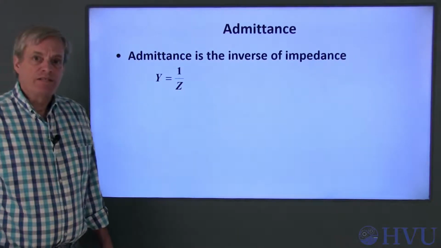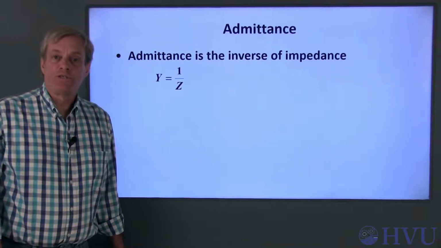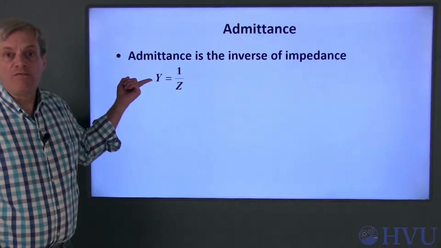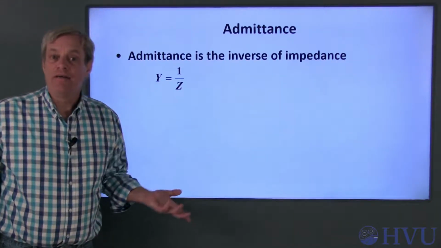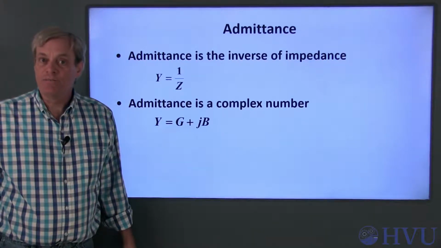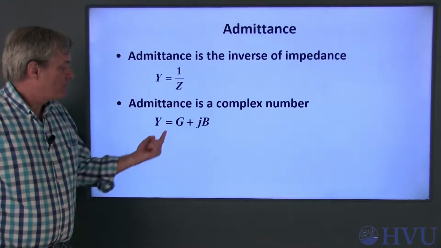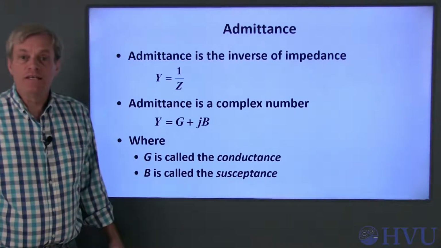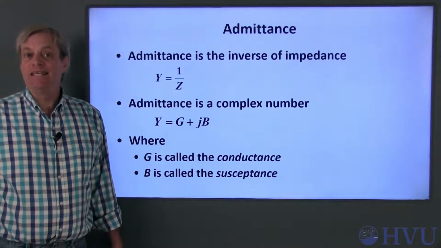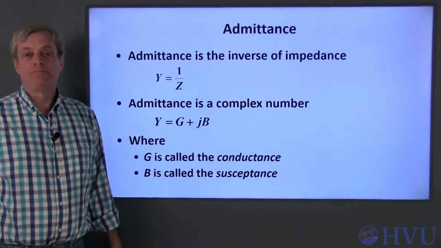I won't use admittance in this class, but I do want to introduce the term. Admittance is just the inverse of impedance, and it's usually represented by a capital Y. Admittance is also typically a complex number. In rectangular form, it's written as a real part G plus an imaginary part B. G is called the conductance, and B is the susceptance.